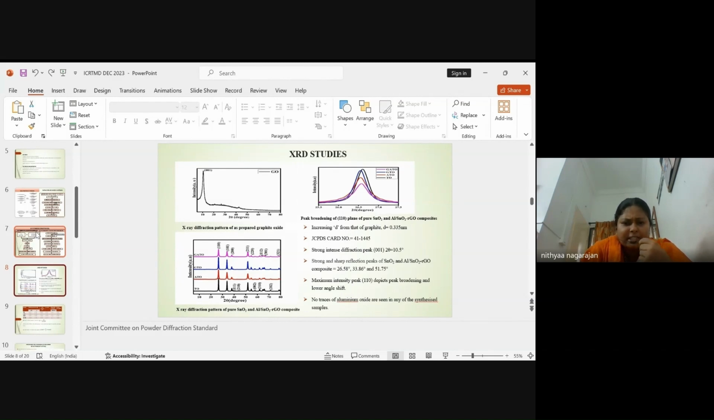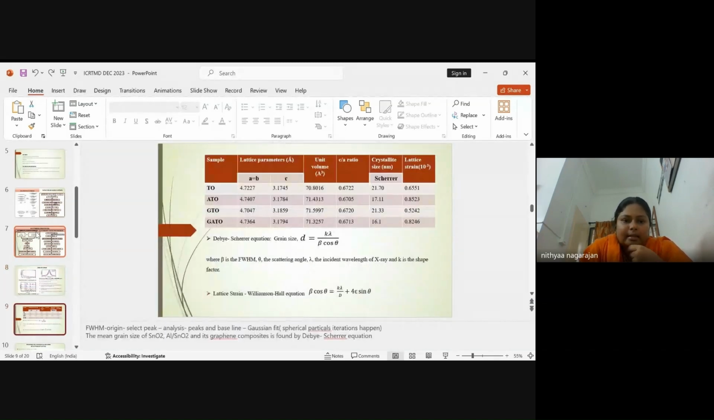were matching with JCPDS card number 41-1445. The strong and sharp reflection peaks of tin oxide and aluminum tin oxide composites were matching with this JCPDS card number, and the maximum intensity peak (100) depicts peak broadening and lower angle shift, and the lattice parameters were calculated using the d-spacing equation, and the strain was calculated using the Williamson-Hall plot.